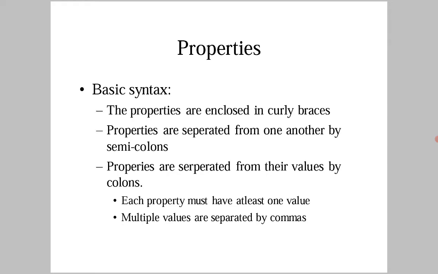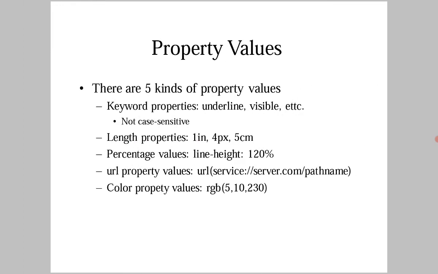Multiple values are separated by commas. We may use multiple properties also for each property by separating by commas. There are 5 kinds of property values: keyword properties, like underline, visible, etc. Length properties, like 1 in, 4 pixels, centimeters. Percentage properties, percentage values for length, height. URL properties means some URLs are links. Color properties means RGB values, like that.